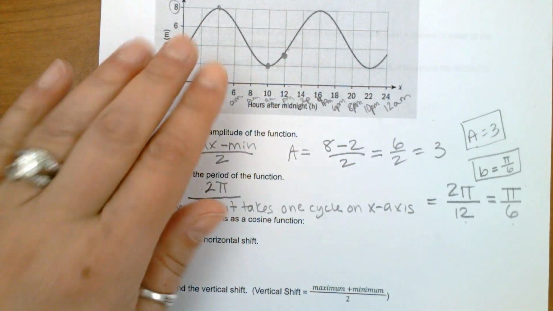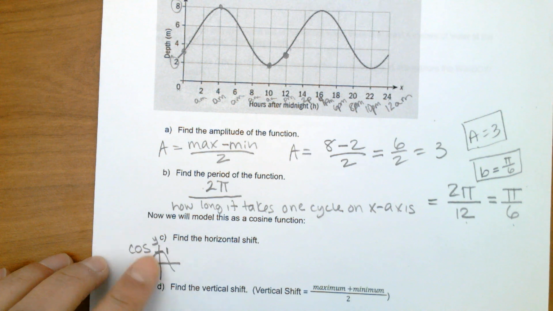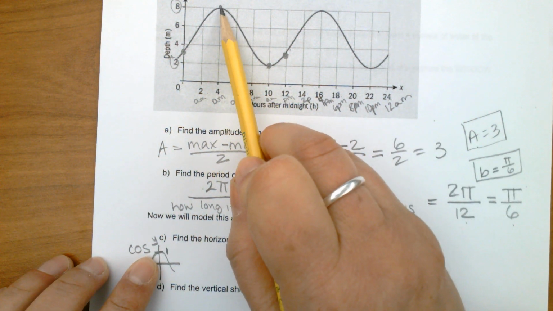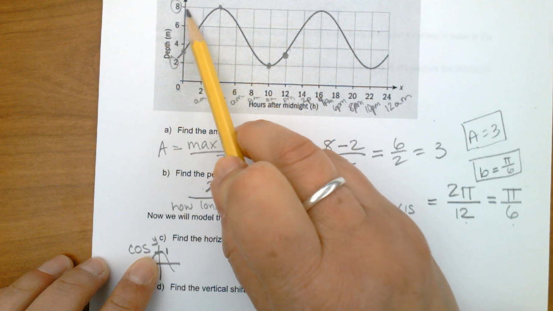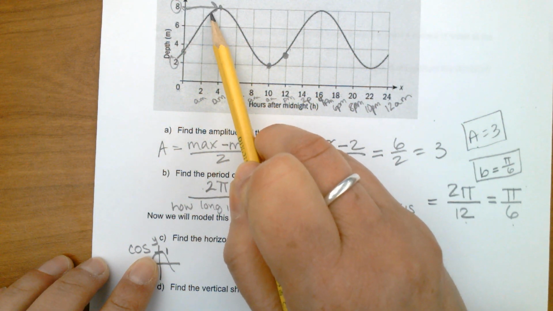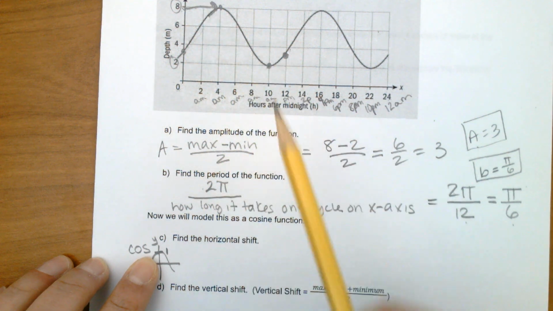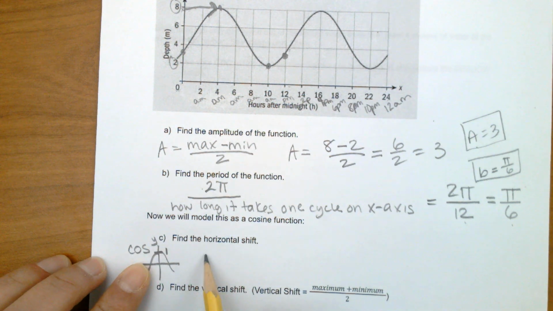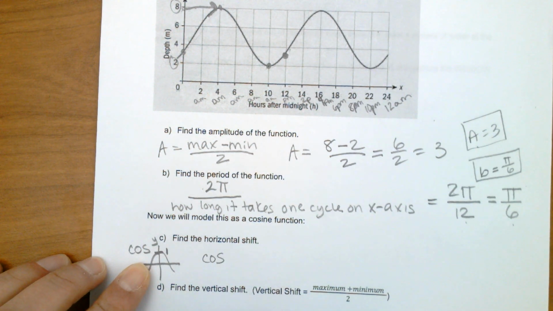So if we were comparing this to a cosine graph, we know the max height is here, so that must have shifted over. So it's all about the max height for cosine. So how much did that shift over? If we were looking for a cosine, what would the shift be?